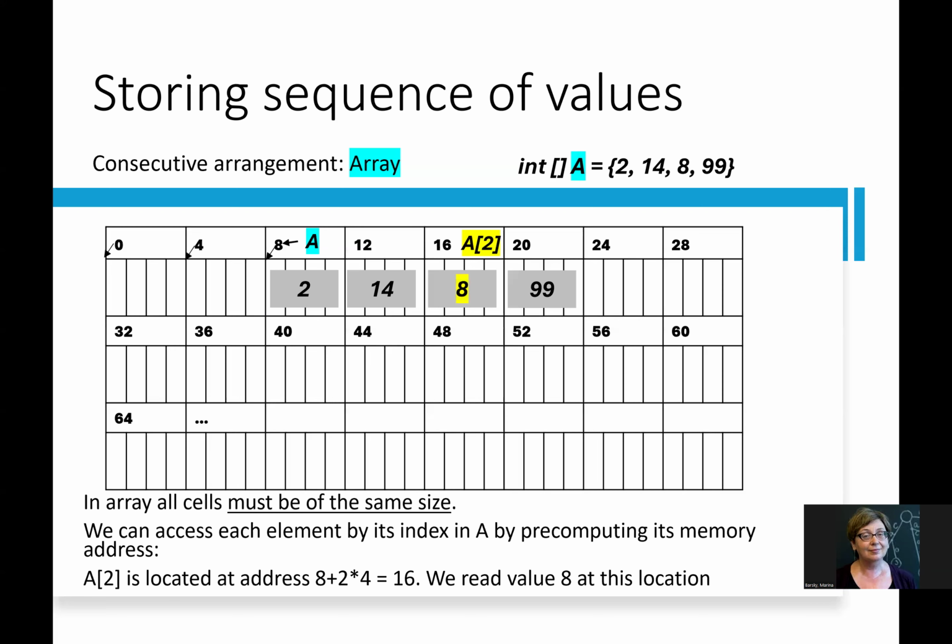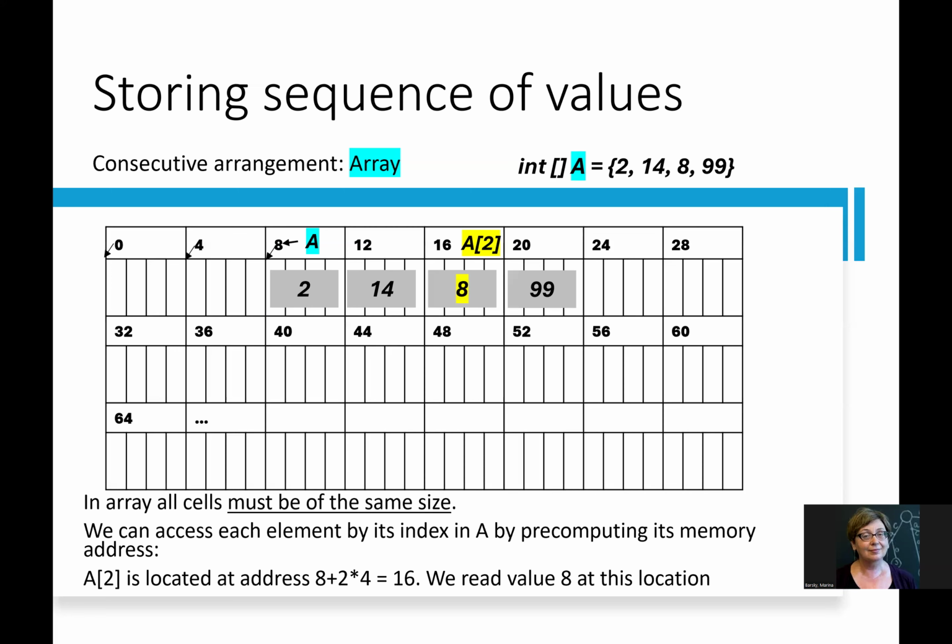It is important that in the array, all values, all elements, have exactly the same size. Why is that? If we know that the first element is at memory location 8, we can pre-compute the location of any element by its position in the array, which is called index. And then we can go directly to this memory location and access the desired element.